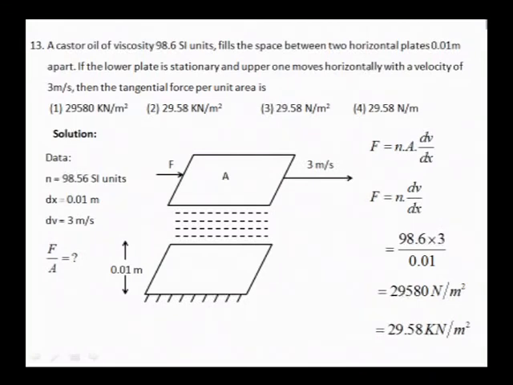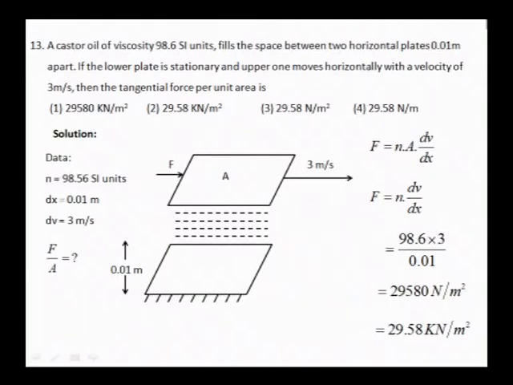The next problem: a castor oil of viscosity 98.6 SI units, the SI unit for viscosity being Newton second per meter square, fills the space between two horizontal plates 0.01 meter apart. If the lower plate is stationary and the upper one moves horizontally with a velocity of 3 meters per second, then the tangential force per unit area is dash.